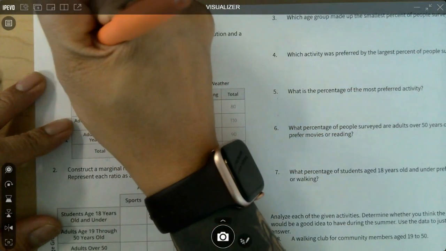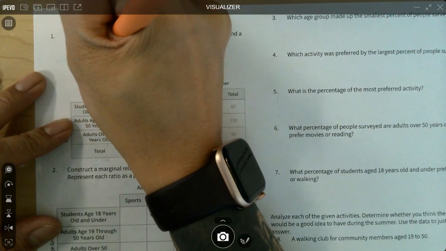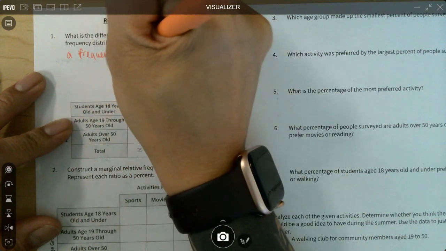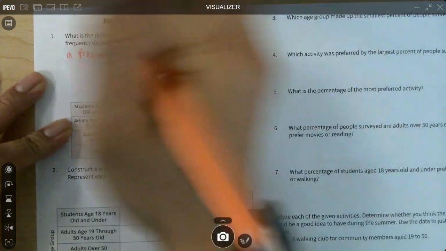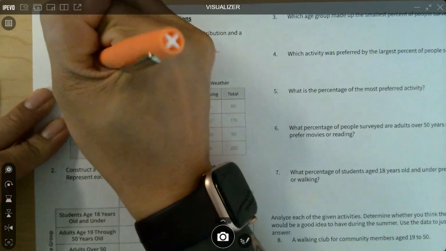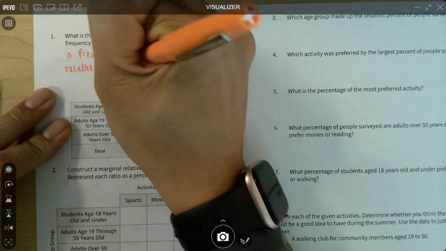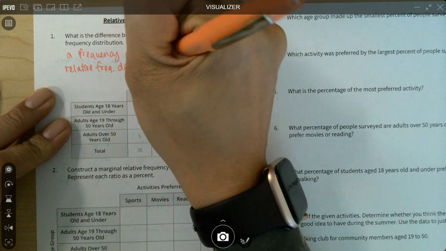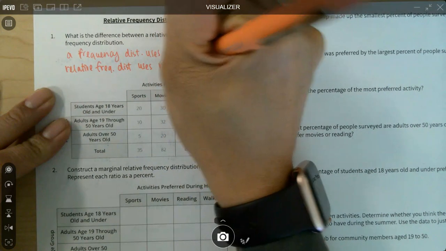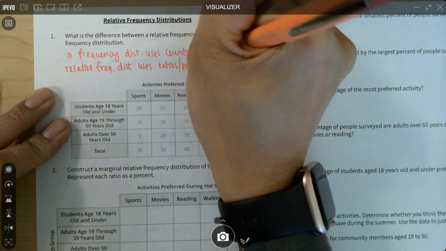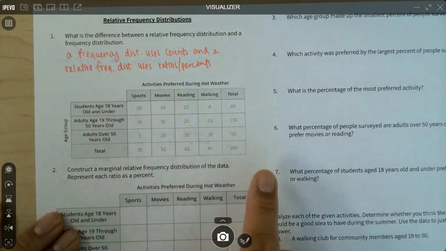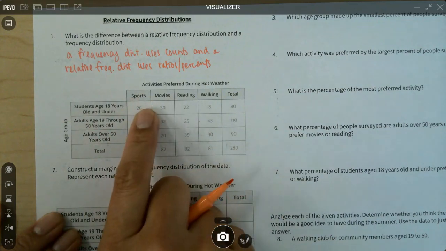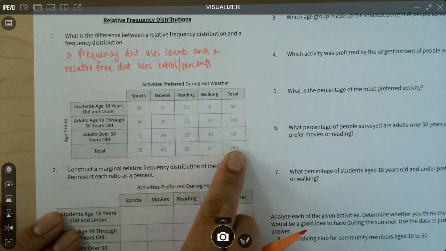A frequency distribution uses counts, and a relative frequency distribution uses ratios or percents. So instead of being the count, the number out of the total that's here, it would be written as a percent. So 20 over 280 would give us that percent.